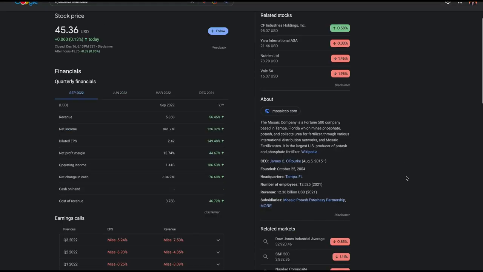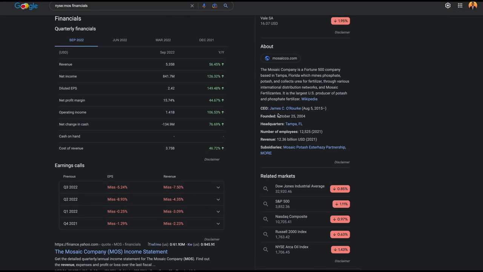Now, when you look at their financials, everything is green. The net change in cash is alarming, a negative 134.9 million, which is up 76%. It did miss EPS and revenue in Q3 of 2022.